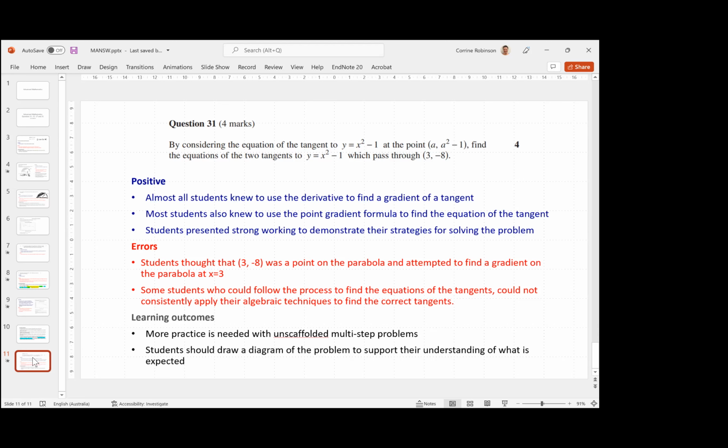Students, I think, would be well advised to draw a diagram. So this error where we had the thinking that 3 minus 8 was on the parabola probably wouldn't be there if a diagram had been drawn up. It doesn't have to be accurate, just to get a picture of what it was that the question was talking about.